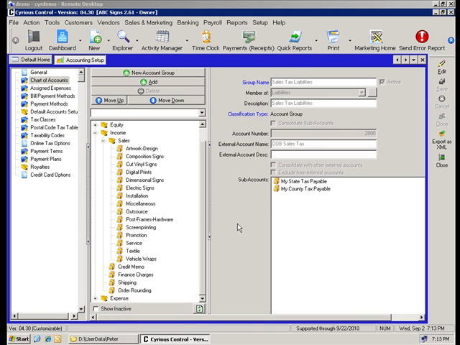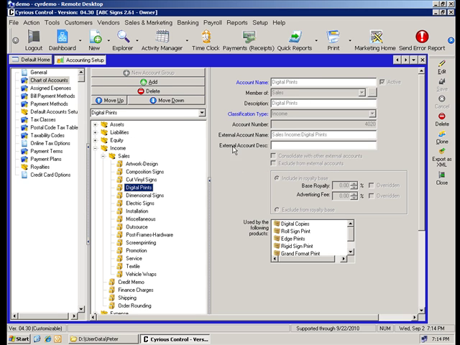So looking at the chart of accounts in Sirius, we see our income accounts, sales, all of the accounts underneath as we saw in the previous slide, and the other income accounts that we also covered. So if we look at any one of these in sales, we'll pick, for example, digital prints. We can see that the external account name is sales income, which designates that this is a subcategory of sales income, and the name of the account is digital prints. This is what we want to replicate in your QuickBooks.